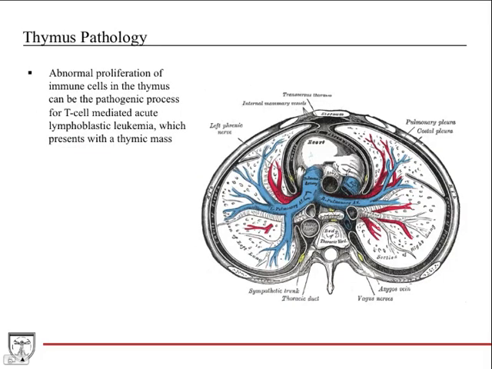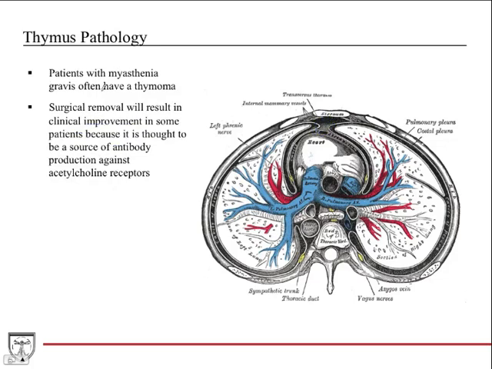So, thymus pathology: abnormal proliferation of immune cells in the thymus. It can be a pathogenic process for T cell mediated acute lymphoblastic leukemia, so ALL, and this would present with a thymic mass. So you would have these children, this is commonly in children, you have this mass that grows in here. It's commonly in teenagers. T for teenagers is often the population this can occur in.